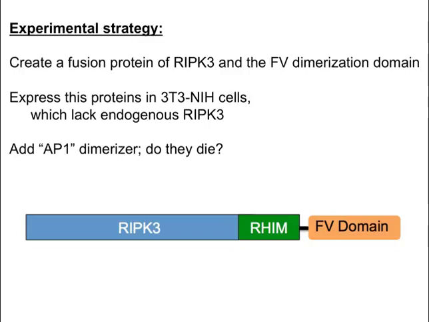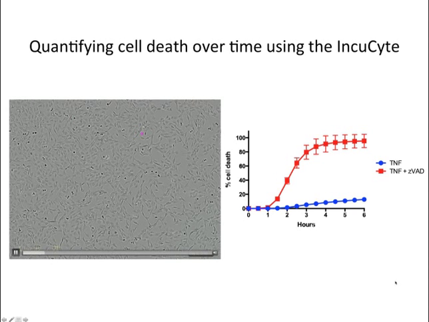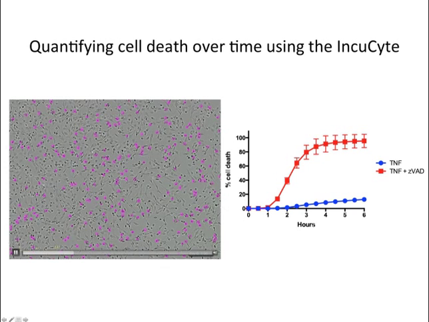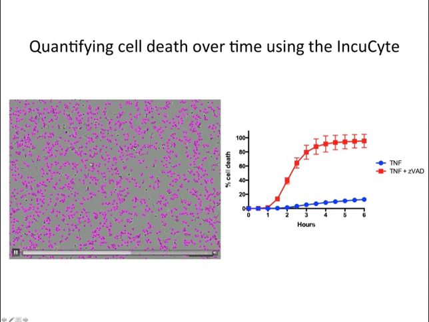And so these are the interactions that allow the RIP kinases to interact with each other and that mediate their interactions and the activation of RIP3 by RIP1 during that receptor signaling pathway that I showed you before. And so to measure this, we used the IncuCyte imager, and this is simply a representative movie of some cells undergoing necroptosis. You can see here the counting mask that's put on by the software.